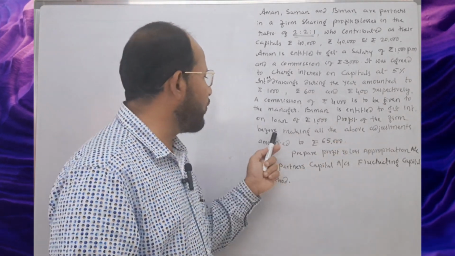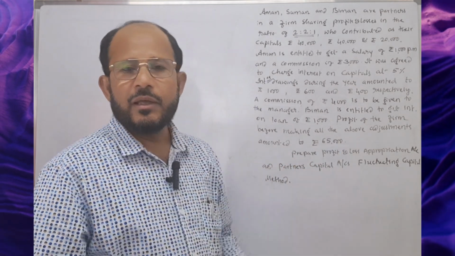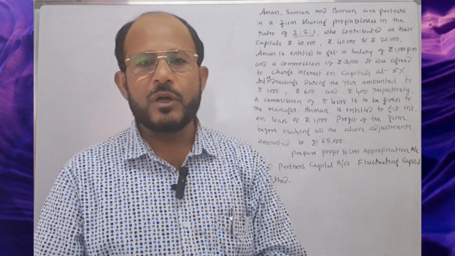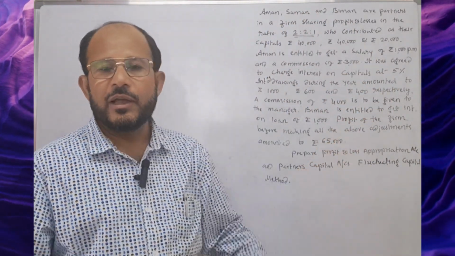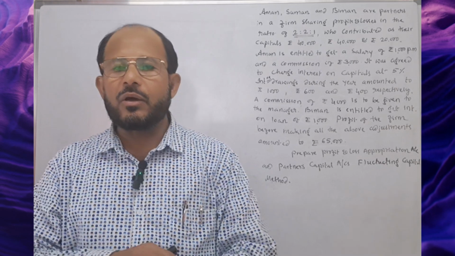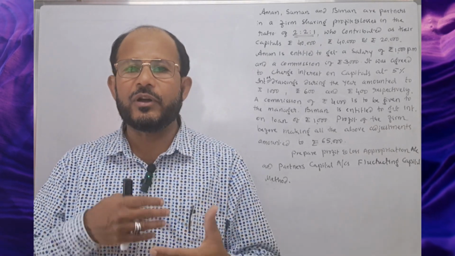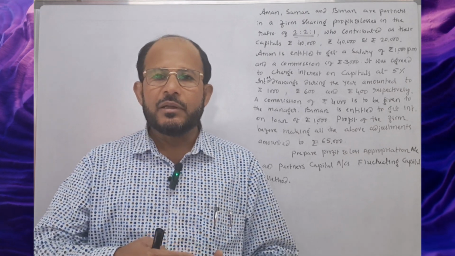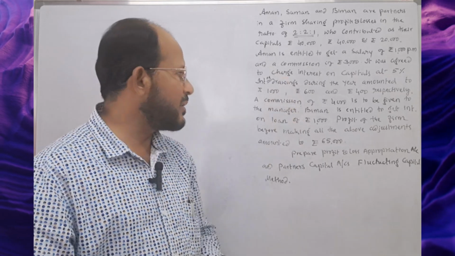Profit of the firm before making all the above adjustments amounted to rupees 65,000. Here the profit of the partnership firm before making all these adjustments is rupees 65,000. It means now we need to make all these necessary adjustments and find out the net profit of the business, and that is distributed to the partners in the ratio of 2 is to 2 is to 1. Very simple thing.